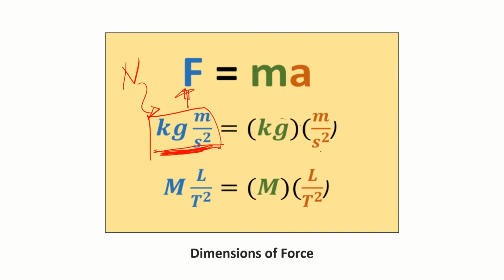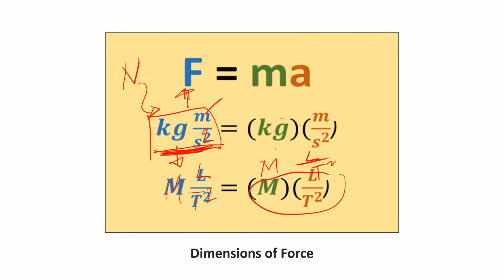So kung gusto mo pang maging mas sigurado, i-convert mo siya or isulat mo siya in terms of the dimensions included. So kilogram is a measure of mass, meter is a measure of length, second is a measure of time, and since this is squared, t squared din to. So dun sa kabila, dapat meron din tayong measure of mass, meron tayong measure of length divided by the measure of time squared, so which is this one.